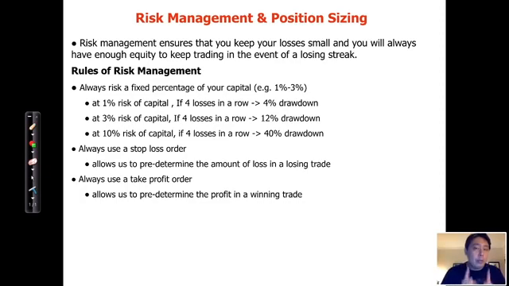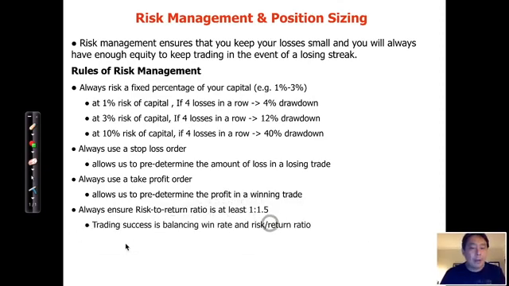And by having a predetermined profit target, you can ensure that you always get more than 1R. So when you lose 1R, when you win, you have to win more than 1R. 1.5R is my style for Forex. Okay? So again, ensure your risk to return ratio is at least 1:1.5. And again, trading success is balancing between win rate and risk to return ratio.